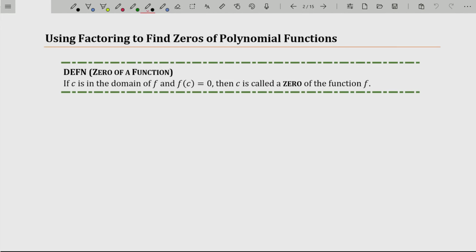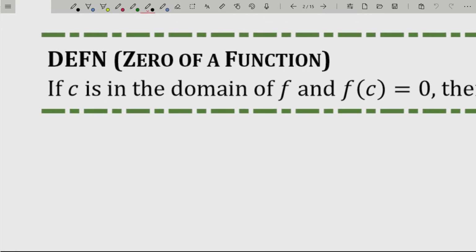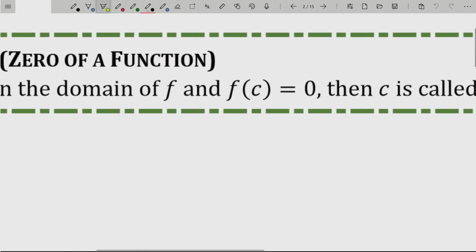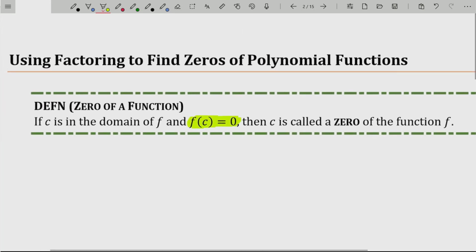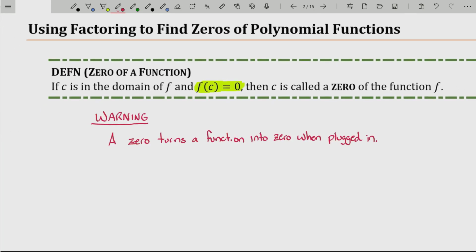That being said, let's talk about the zero of a function. So if c, the number c, is in the domain of a function, and if f evaluated at c turns into 0, then c is called a zero of the function. I want to give you a little bit of warning here. A zero is a value that turns your function into zero when plugged in. It's not that you're plugging zero in. For example, let me just make something up here. Consider the function f of x is equal to the quantity x minus 1 and quantity squared.